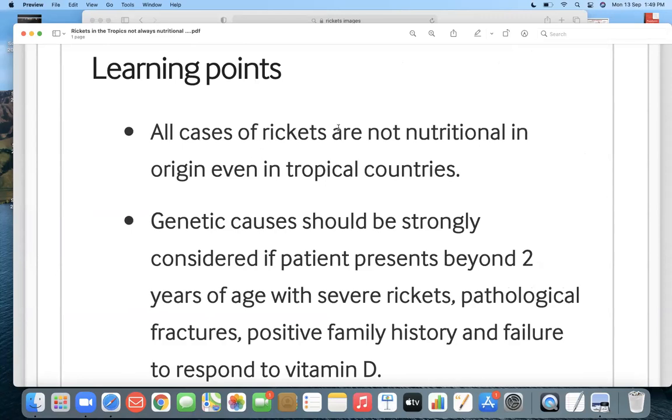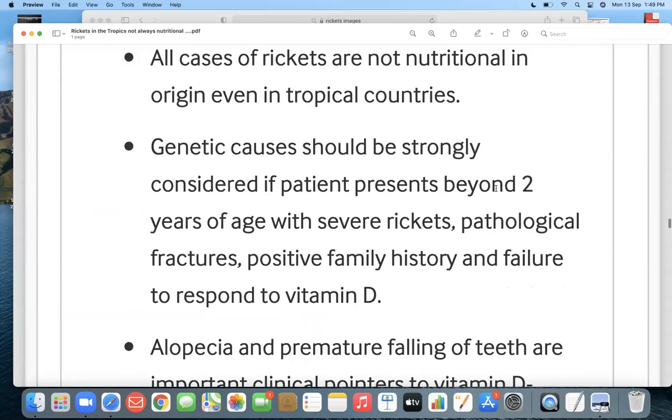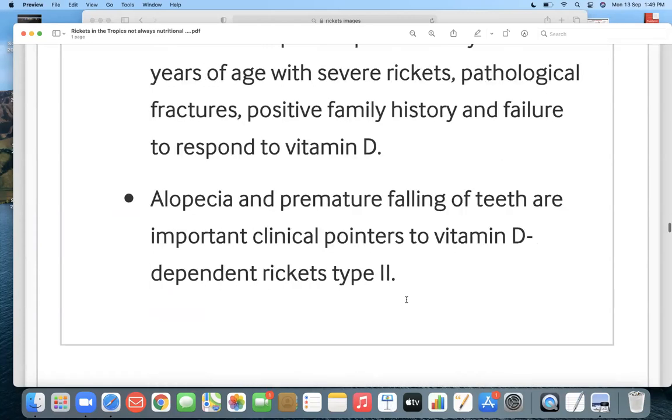Learning points. All cases of rickets are not nutritional in origin, even in tropical countries. Genetic causes should be strongly considered if patient presents beyond 2 years of age with severe rickets, pathological fractures, positive family history, and failure to respond to vitamin D. So when will you suspect the genetic causes? If the child is not less than 2 years old, he is older, genetic causes should be strongly considered if patient presents beyond 2 years of age with severe rickets. And also there are pathological fractures, positive family history, and failure to respond to vitamin D.